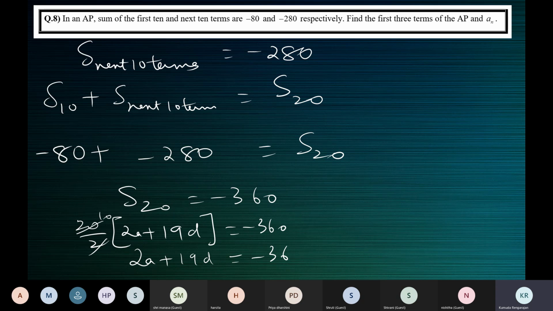So like this, we get a new piece of information. Sum of the first 20 terms is minus 360. Now the formula, n by 2 into 2a plus n minus 1 into d is equal to minus 360. So solve these two equations, find the values of a and d. Then write the first three terms of the AP and find an.